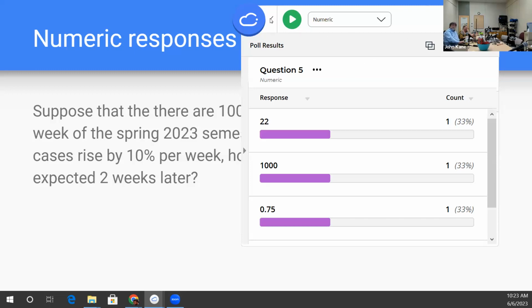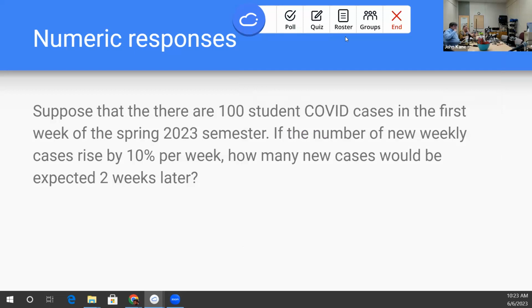What happens is after 1 week, if it grows by 10%, the following week there should be 110 new cases, because that's 10% more. But the week after that, you've got compounding. So it's 10% more than 110, which would be 121, because it's that continuous compounding. But it's a good way of testing some numeric concepts.